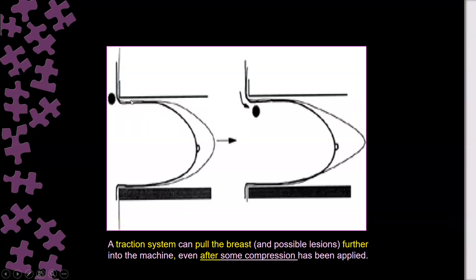The other so is. When they apply the compression at the posterior located, slipped out. Shifted back. But here, because they are pulling more breast tissue from the chest wall, they pulled even that lesion within the field of view. That is part of the mammographic system, okay? They call it traction system. And if you see here, there is more pulling tissue of the breast tissue compared to that one.